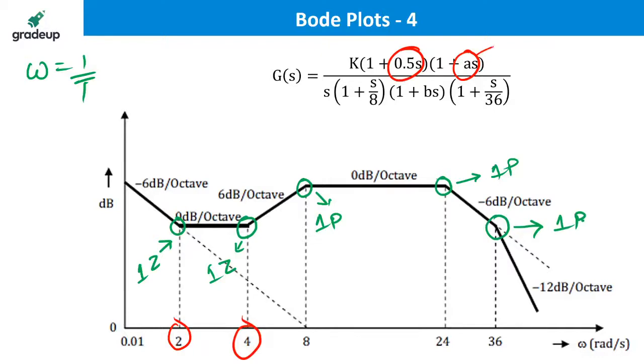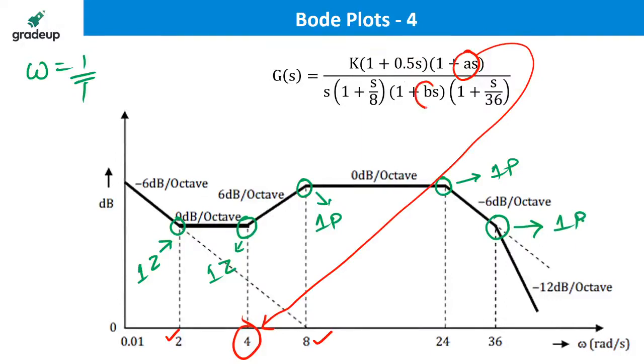So just do the mapping of this. This should be related with this one. Okay, this should be related here. Correct. Then 1 plus s by 8, meaning corner frequency 8. Okay, this is given. This is one pole. That is just to be tallied away.